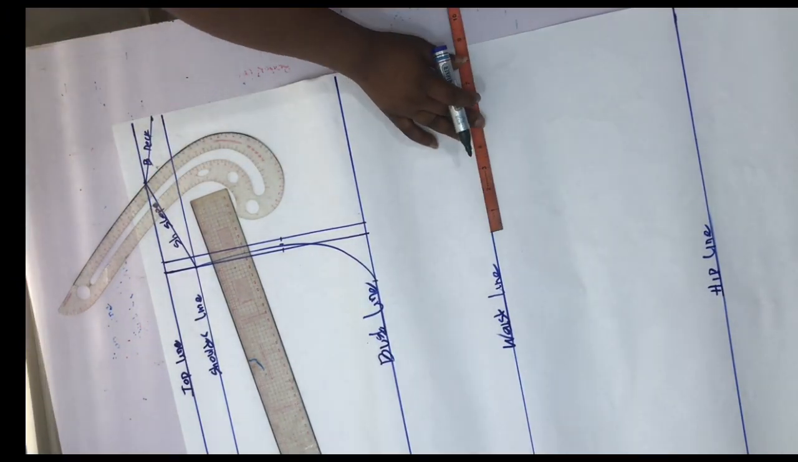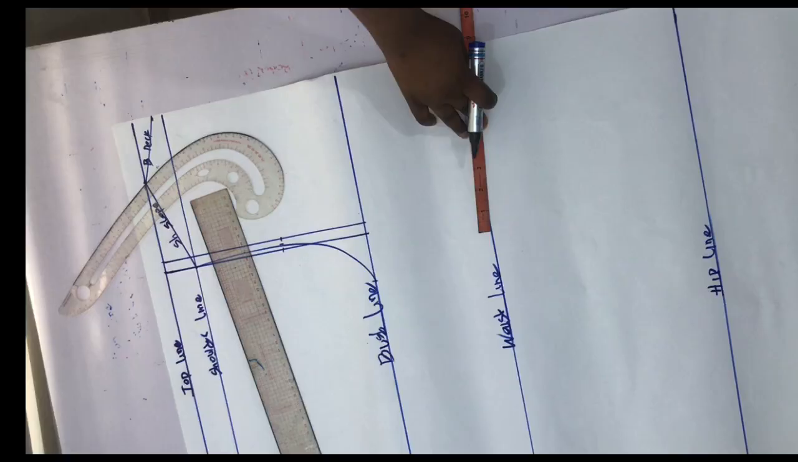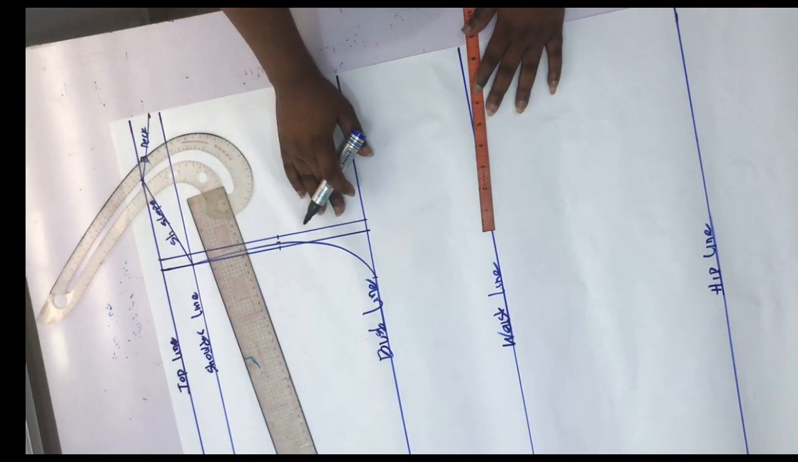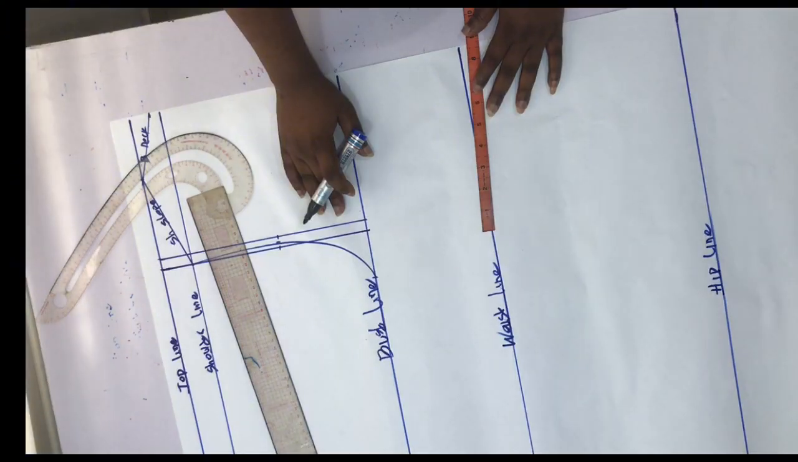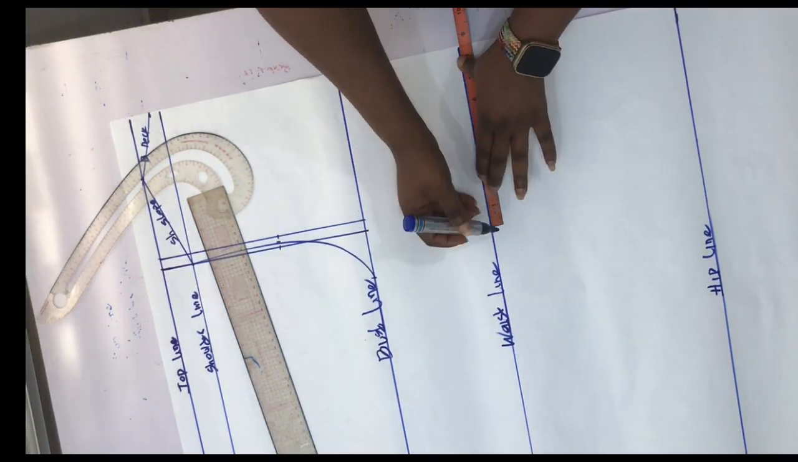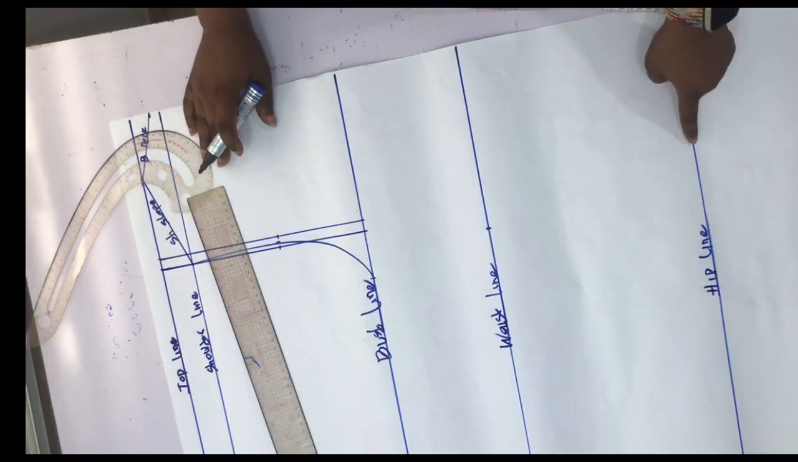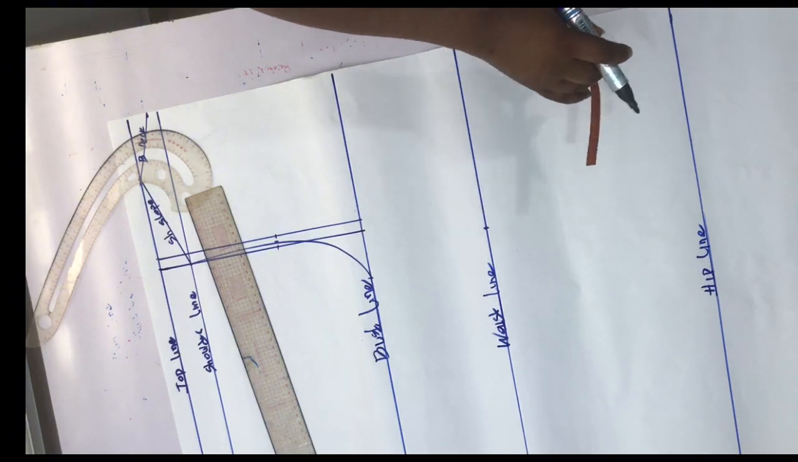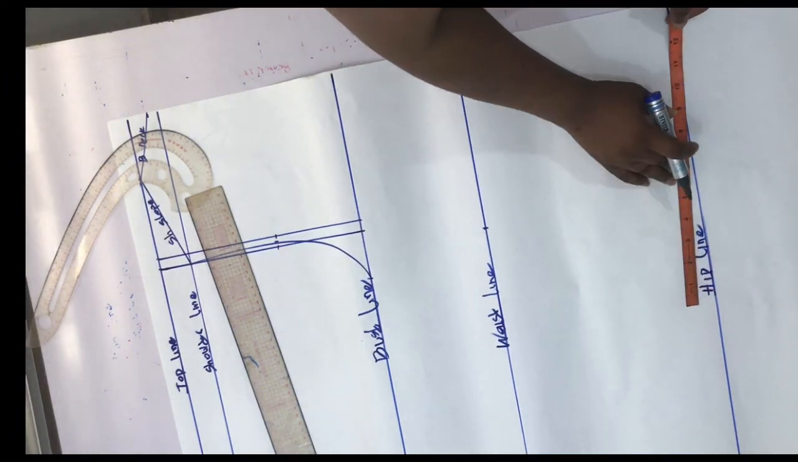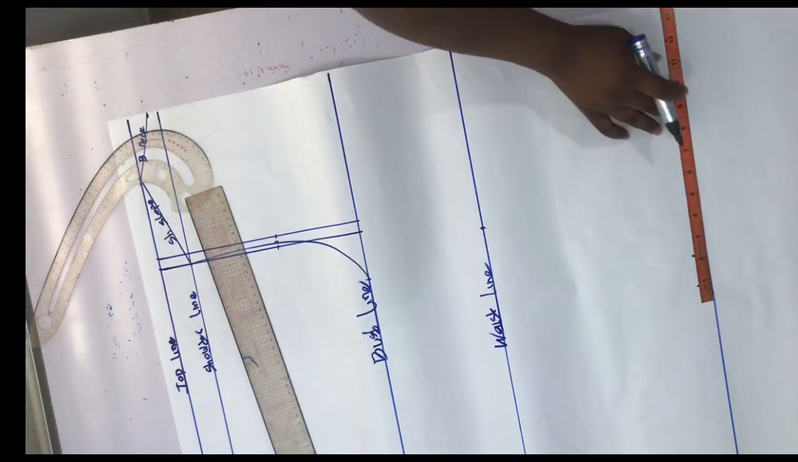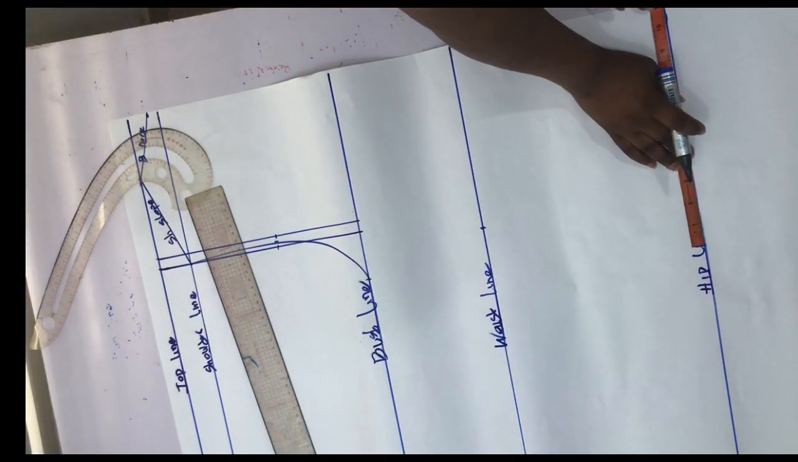So I'm going to get my waist circumference also on paper, just like I did for the bust. I'm going to be adding my ease. My waist is 33. I'm going to be adding 1 inch, making it 34. Then I'll be dividing it by 4. So whatever I get, I'll mark it. Then I'm going to be adding my dart allowance. For this one, I'm going to be using ½ inch. So I'm going to measure ½ inch after measuring my waist circumference.